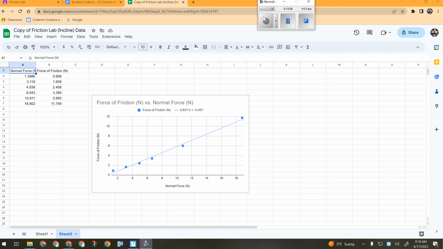Your numbers might be slightly different, but they should be fairly close, as we all use pretty much the same setup. Once you've got the data in, highlight it and build a graph, as we always do, and make sure you have normal force. If we set it up this way, normal force should end up on the x-axis, and force of friction should end up on the y-axis. Then plot your best fit line.